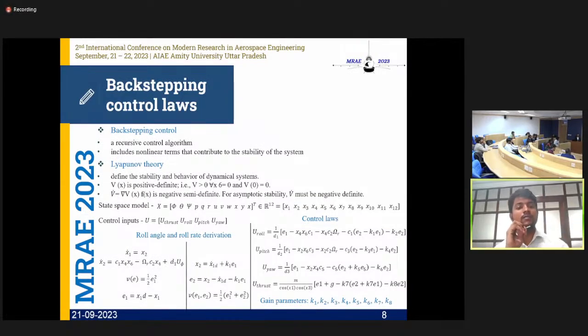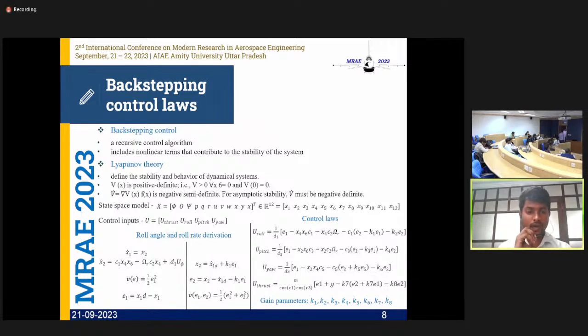Okay, so now comes the backstepping controller. Why did I choose the backstepping controller? Basically, backstepping is a recursive control technique. It is very suitable for multiple input, multiple output control theory. And most importantly, it uses Lyapunov theory to define stability. So you can use Lyapunov theory to define the stability of a model. With Lyapunov theory, you define a positive definite function, and its derivative should be negative semi-definite to ensure your stability.